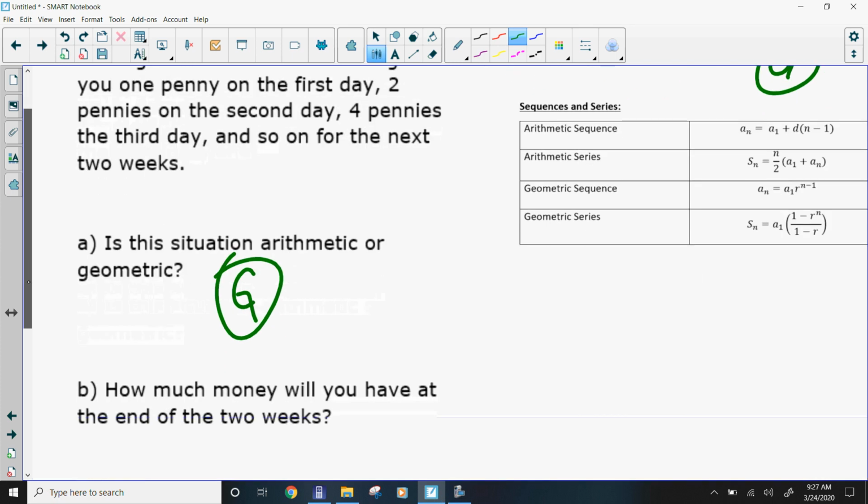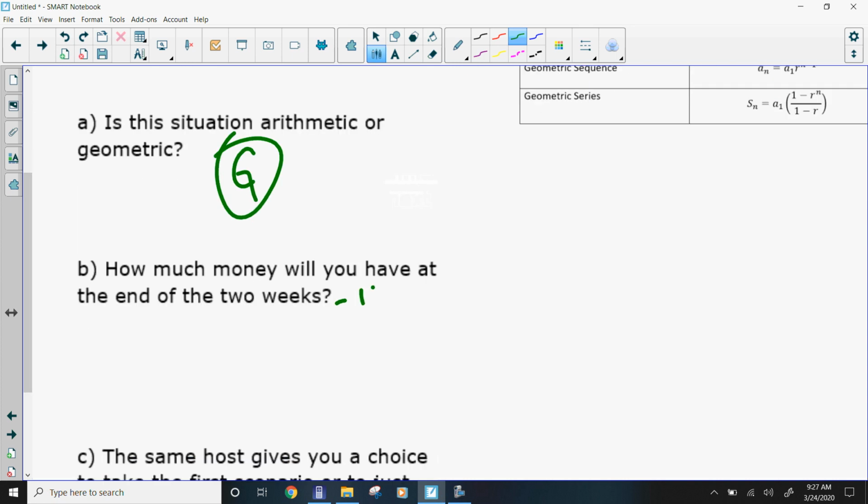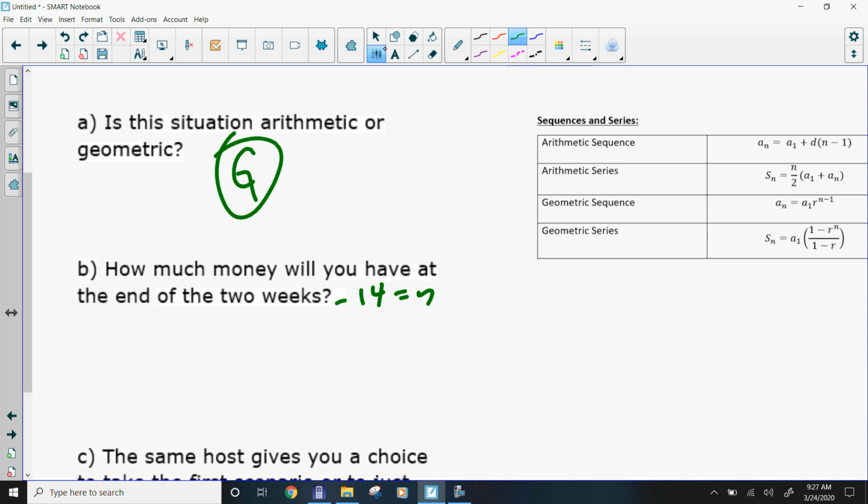So at the end of 2 weeks, 2 weeks is 14 days. So 14 days, that's n. And they want to know how much money you're going to have at the end. They're not asking you how much they're going to give you. They want to know the total amount. So we're going to have to use the sum, which is the geometric series.